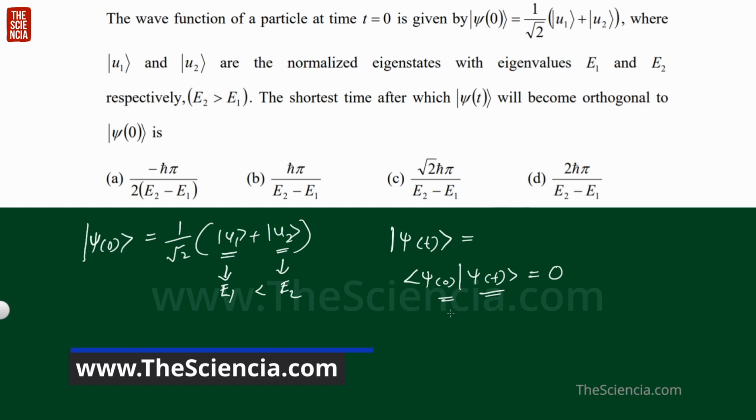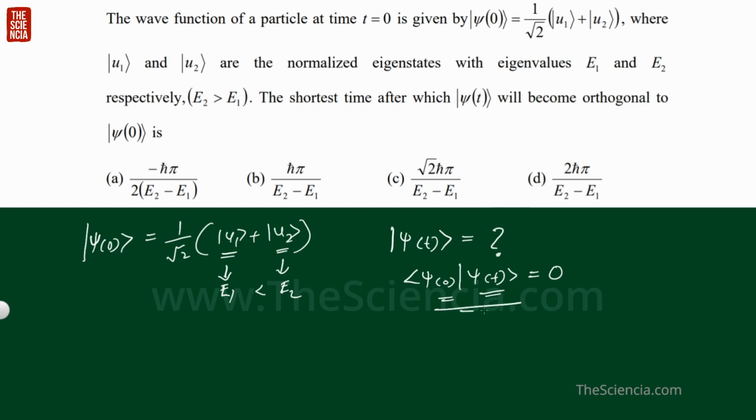So how can we solve this? We have to find the time evolution of psi of 0, so we get psi of t, then use this condition, and from this condition you can find the time. So this is the procedure. After solving this equation, you get the answer option B. Okay, I will tell you how we can solve it.